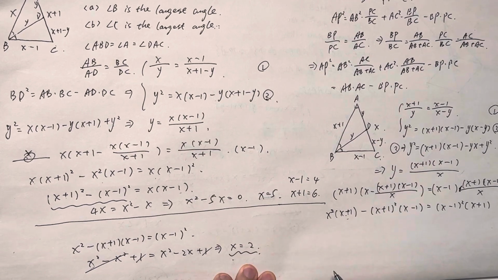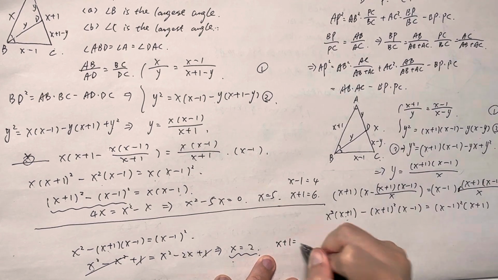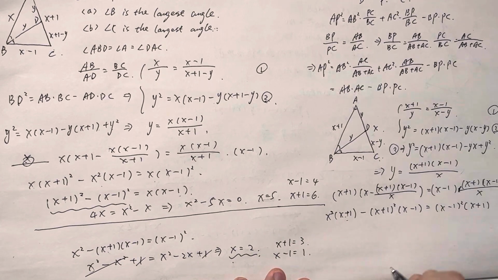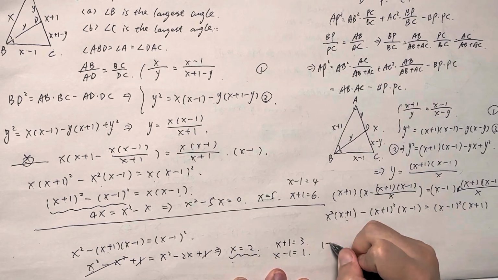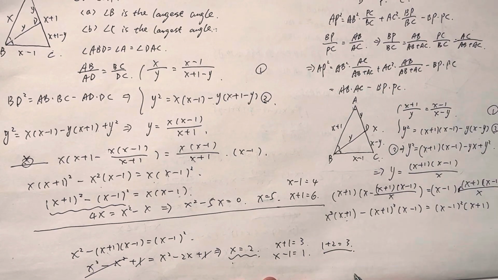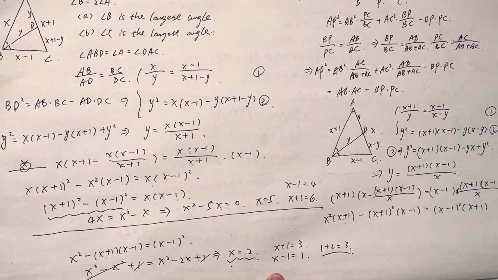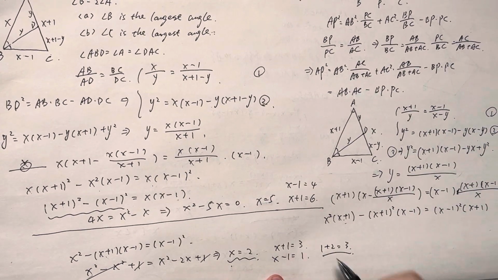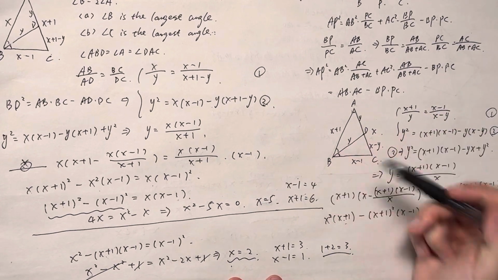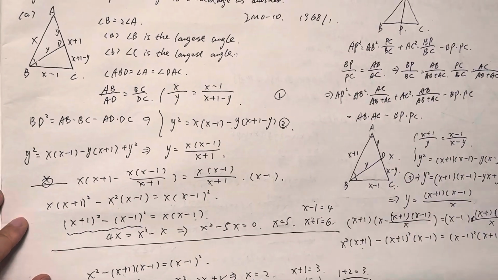And because x equals 2, x plus 1 equals 3, x minus 1 equals 1. Here is a problem. 1 plus 2 equals 3, which means this is not a valid triangle, which means that we only have one valid solution, that x equals 5, x minus 1 equals 4, x plus 1 equals 6. That's the only triangle that satisfies all the conditions.